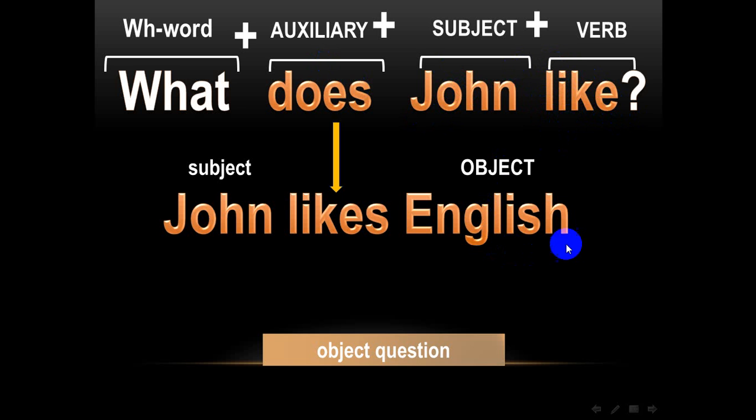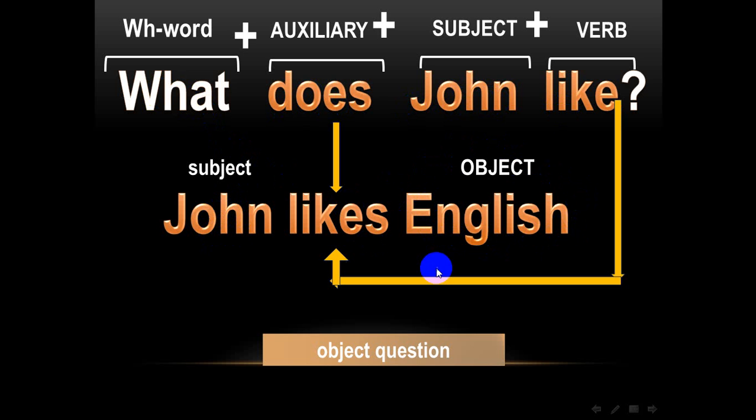Here I ask a question about the object, not the subject. If you want to ask about the subject, only omit John and put who, because John is a person. But here I ask about the object, that is English. So what does John like? Here the answer is English. If you ask me what does John like, I can answer English, only English. But you can also answer John likes English.